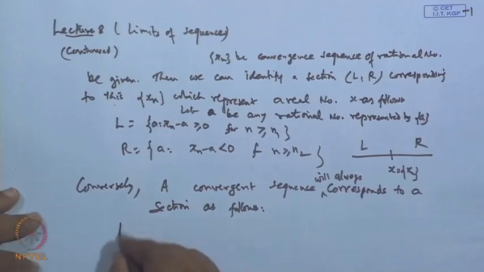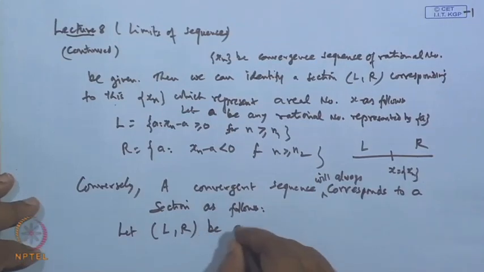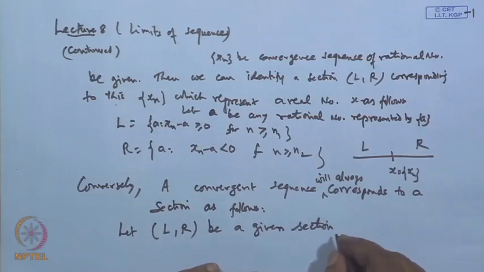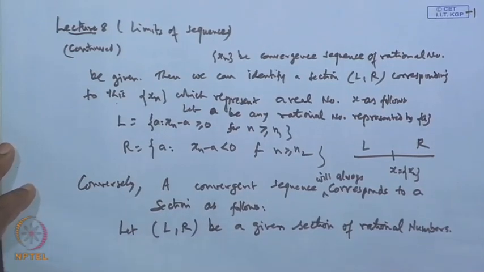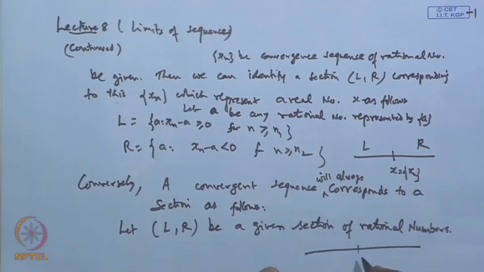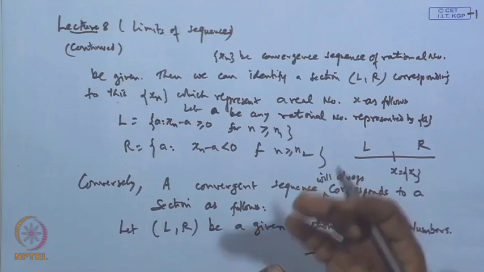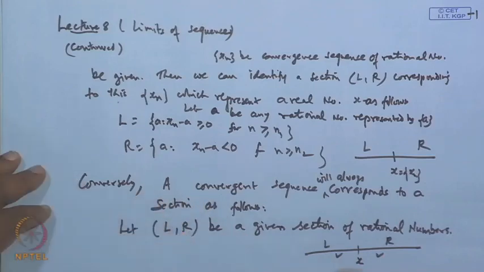So, let L R be a given section of rational numbers. Here is some rational number, say x, here is L, this is R. Now, if we pick any two rational numbers, the property of this section is that we can identify two rational numbers, one belonging to this class and another belonging to this class, such that their difference can be made as small as we please. So, this is the property which we have.